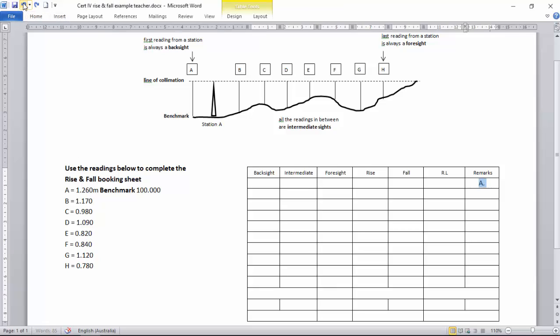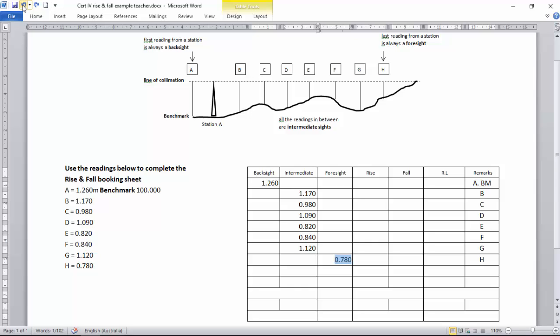So we're going to actually record our heights. We've got A, B, C, D, E, F, G, H, and A is also our benchmark, so we've put benchmark beside it. Then we're going to record the sizes. So we have A, and we record that as our back site because it's our first reading, and it's also our benchmark. B is an intermediate site, which we discussed. The C, D, E, F and G are all intermediate sites, and then H is our foresight.